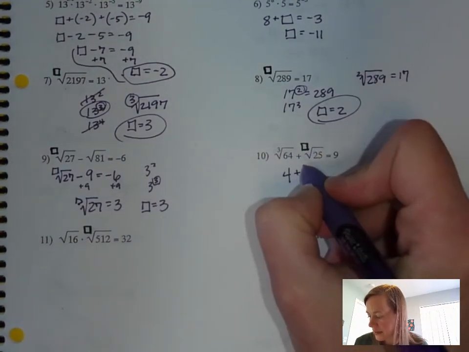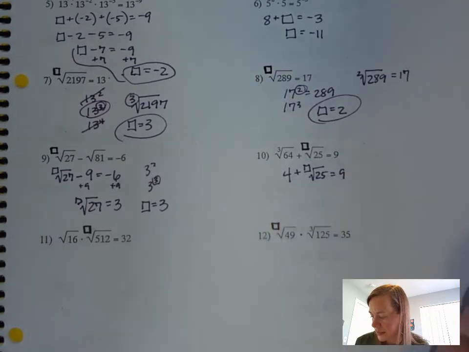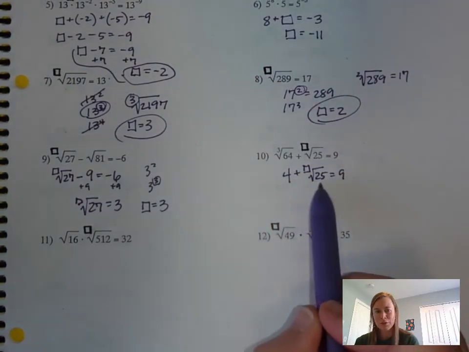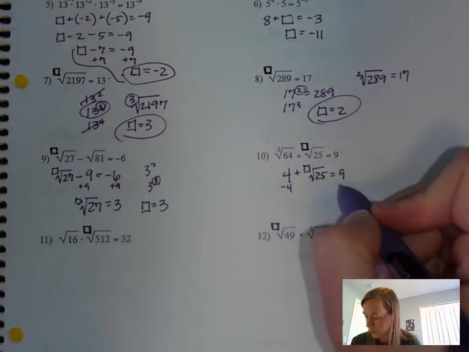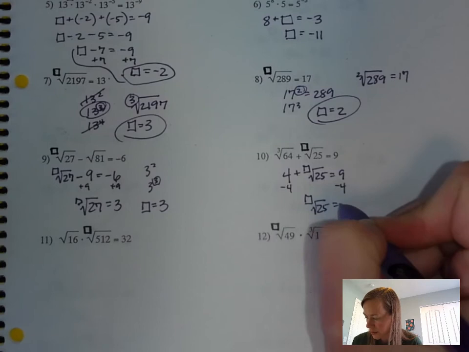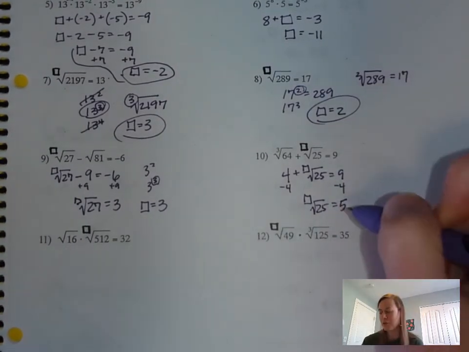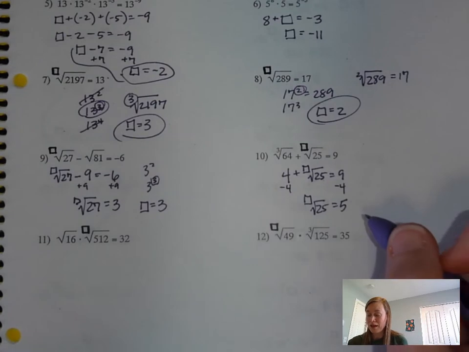And then add the mystery root here equals 9. Okay, you want to get the mystery root by itself, so let's subtract 4 from both sides. And you're left with mystery root equals, let's see, 9 minus 4 is 5. Okay, now you might know this one off the top of your head.